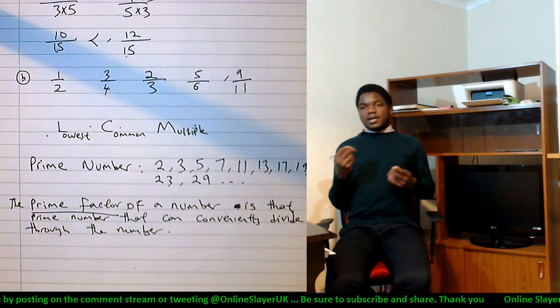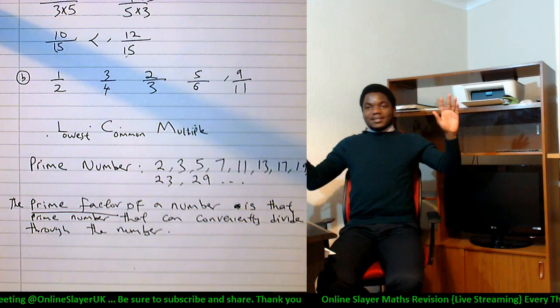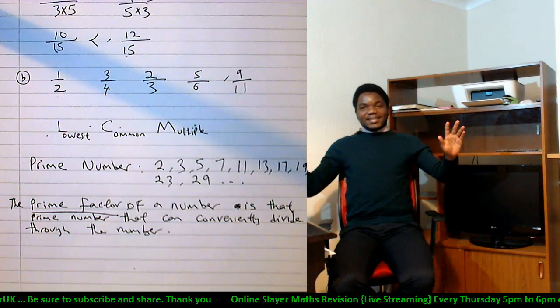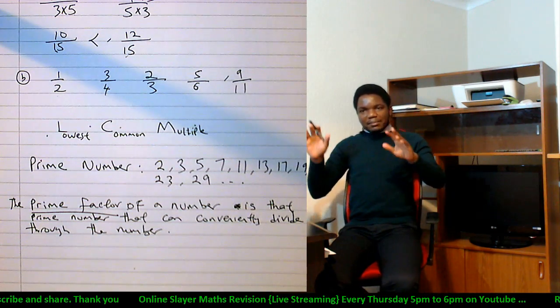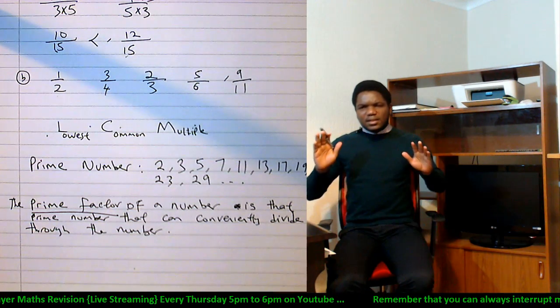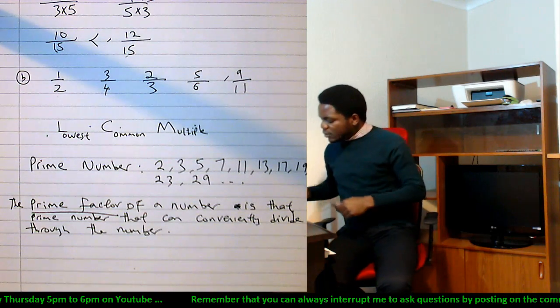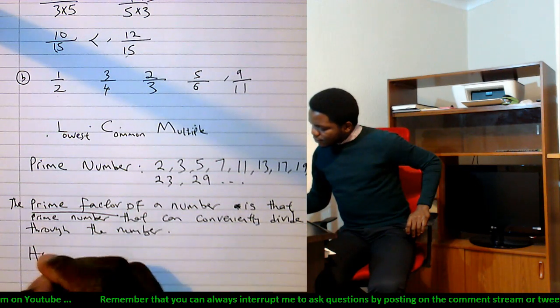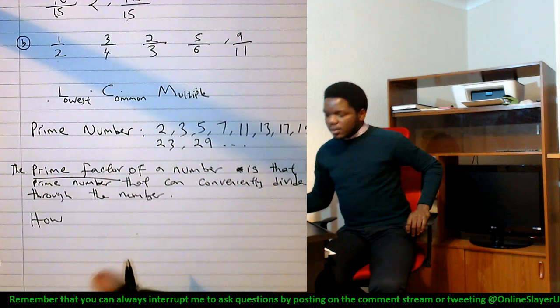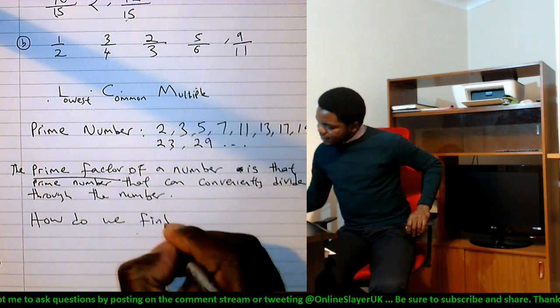For instance, 9 can be easily divided by 3 and everything is going to be fine. You're not going to have a fraction, okay? 7 is a prime number, yeah? 21 can be divided by 7 so easily. 7 is a prime factor of 21. So, how do we find this? Okay, how do we find them?